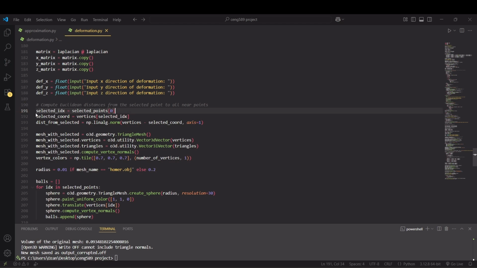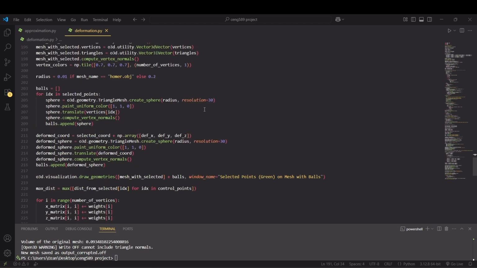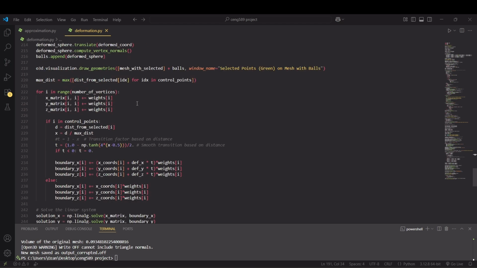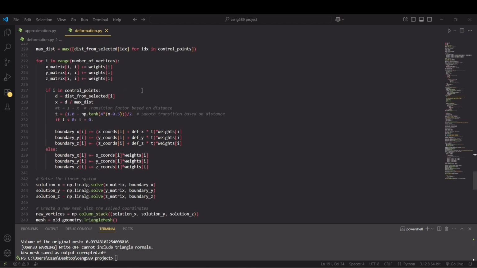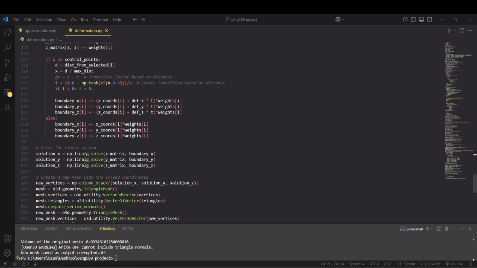The index of the select handle is this one, and these ones are for visualization. Here again I add weights to the diagonal entries of the system matrix, and again, let's make the linear one.